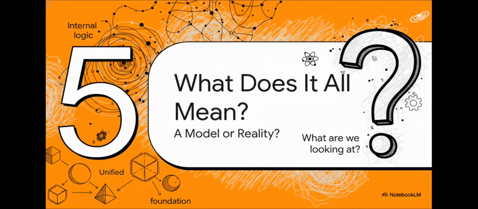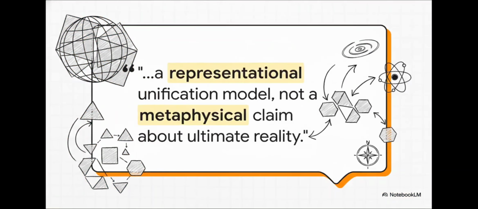But this brings us to the biggest question of them all, doesn't it? What are we really looking at here? Is this theory describing actual reality? Well, the author of the paper, Corey Brent, is actually really clear on this point. He explicitly says that this is a representational unification model, not a metaphysical claim about ultimate reality. What does that mean? It means that even if the theory is perfectly successful, it only proves that our known physics can be represented as emerging from the simple crystal structure. It doesn't necessarily mean that reality is a crystal structure. It's the classic idea. This could be an incredibly accurate map, but it's not the territory itself.